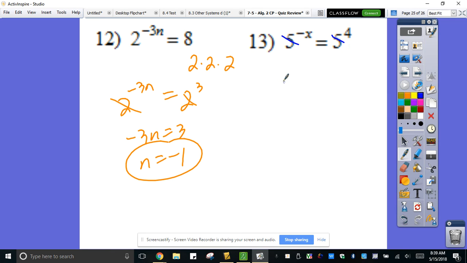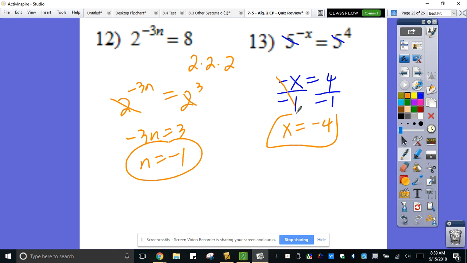Same base, cancel, cancel. So negative x equals 4. Don't stay with this one. You're going to divide by negative 1 because you're solving for x. Eliminate this, x equals negative 4.